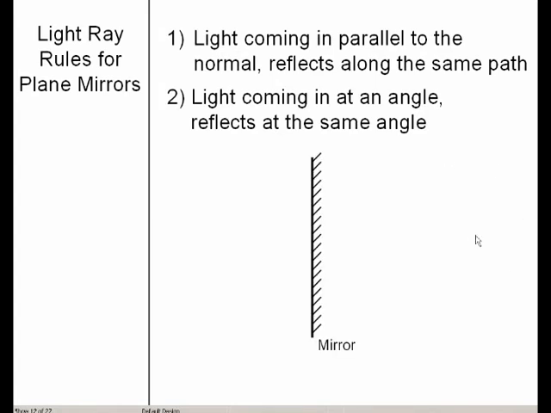So let's draw our mirror here. We have an object in front of the mirror, and I'm going to do my light rays from the tip of the pencil, and the goal is to figure out where the image is going to be behind the mirror. So my first rule says light coming in parallel to the normal. It's coming straight into the surface, or perpendicular to the surface, and it's going to bounce back along the same path. The second rule says light coming at an angle.